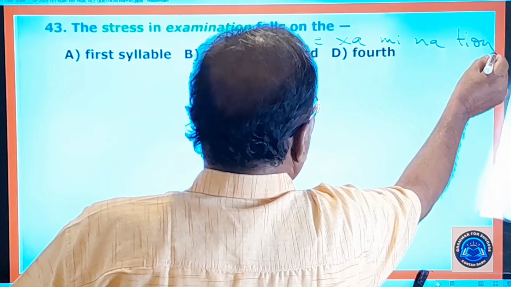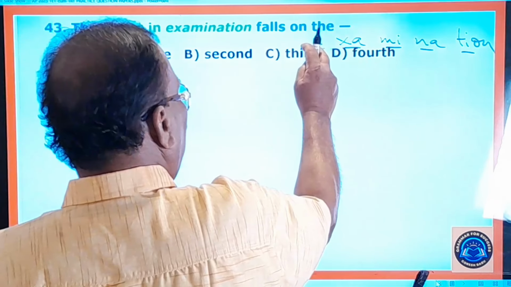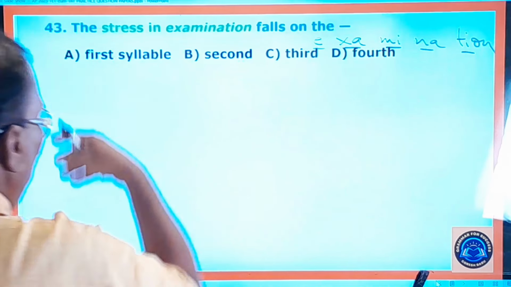Examination. So how many syllables are there? 1, 2, 3, 4, 5. Five syllables are there. And where does the stress fall on this word? Whether on the first syllable, the second, the third, the fourth, or the fifth. So that you know very well.